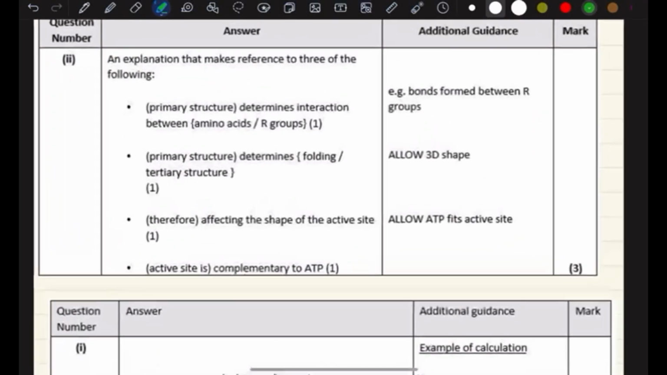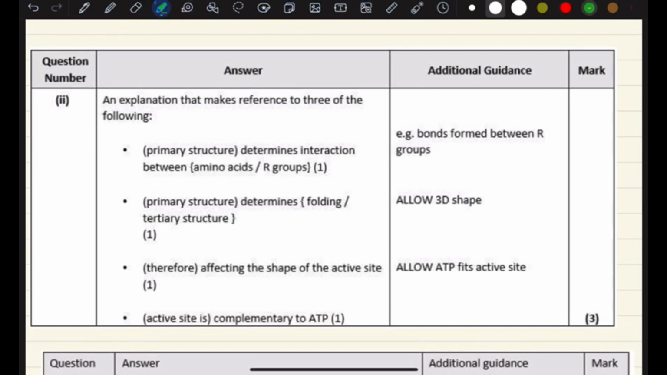Okay, so here are your answers. So for the first one, we're talking about primary structure and how it affects the reaction, and how it affects the active site. Cool. When I'm answering this question, I'm going to go on a spiel that initially doesn't get me marks, but it does enough of the groundwork that I am going to get marks, regardless of what the mark scheme says.